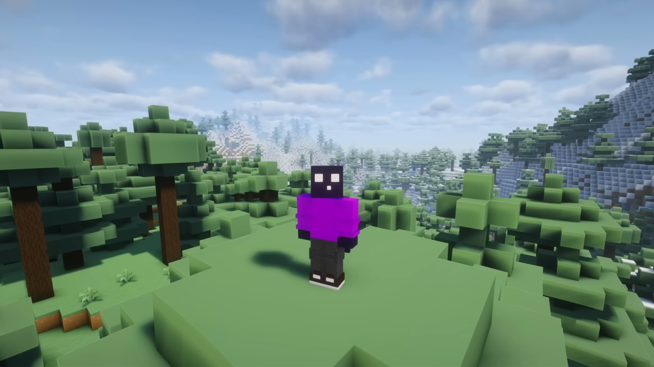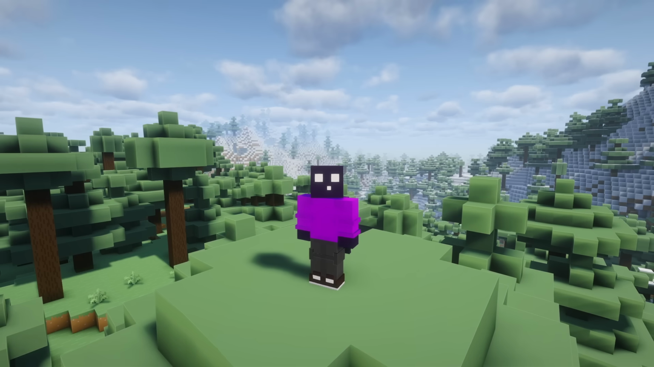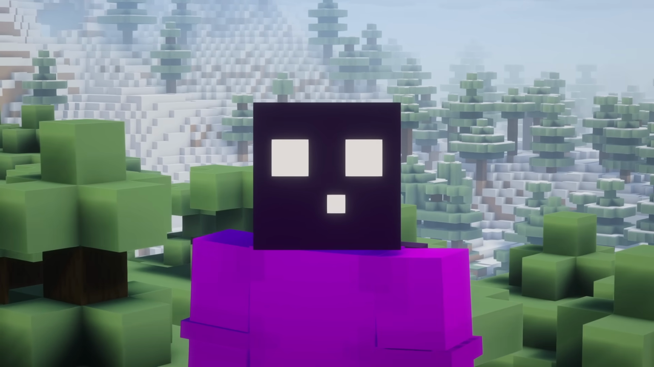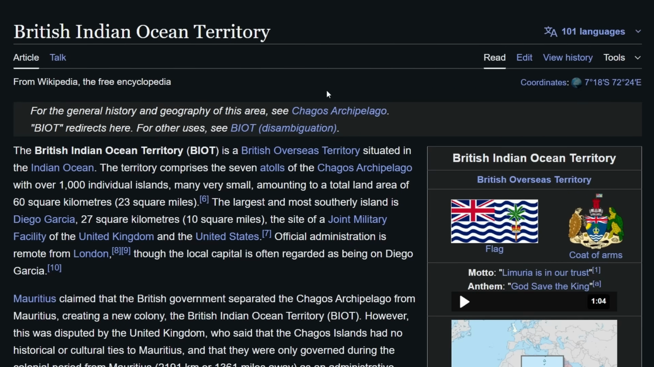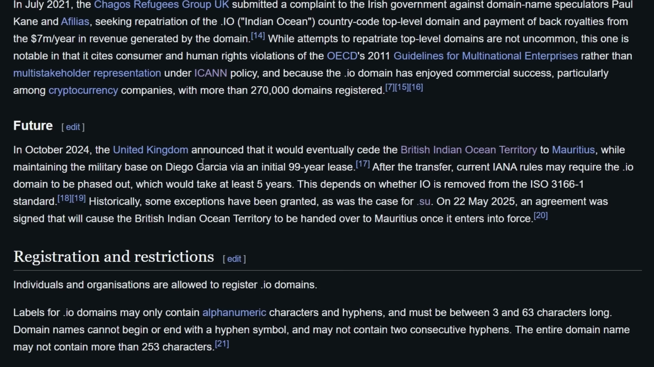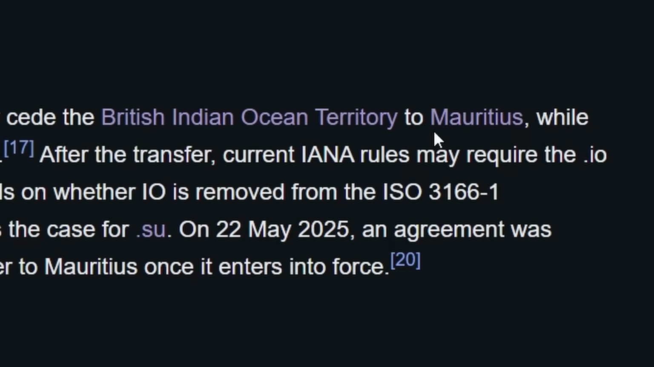But now the whole problem, why is .io in trouble? Well, the country that .io is tied to may soon not exist anymore. So .io doesn't stand for input-output, instead it stands for Indian Ocean, part of the British Indian Ocean Territory. You can see their ISO code is IO, which means their internet TLD is .io. But now, what's going on? The United Kingdom has announced that it will eventually cede the British Indian Ocean Territory to Mauritius.